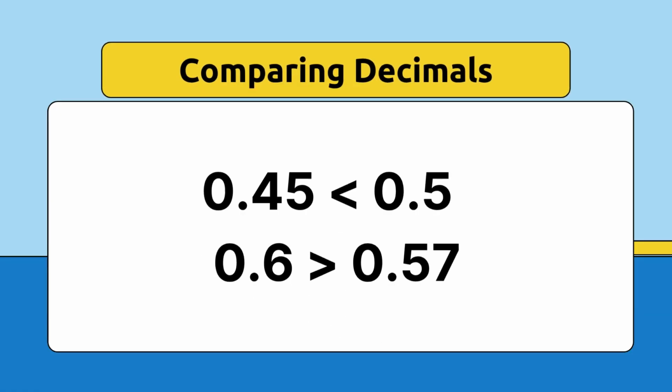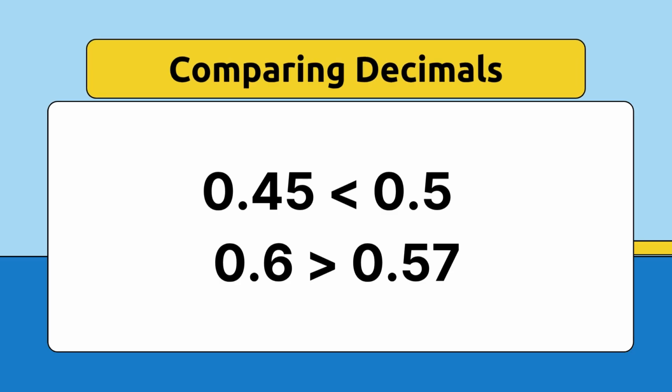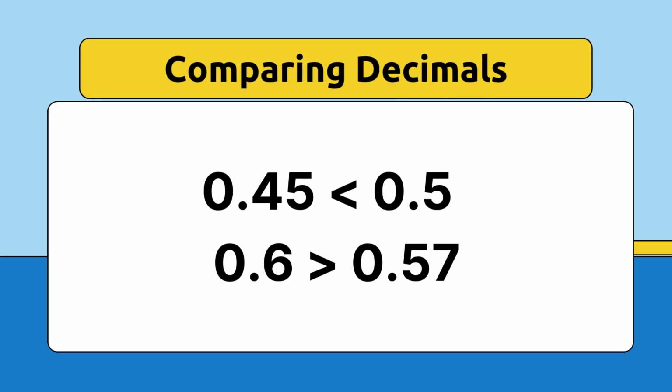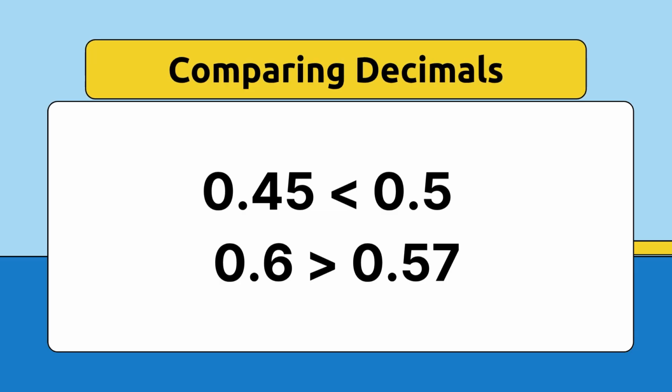To compare decimals, we line up the decimals by the point. Compare digits from left to right: tenths, hundredths, and so on. Because the tenths place has the highest value, left to right implies highest to lowest value. In the first example, 0.45 is less than 0.5 because in the tenths place, 5 is greater than 4. In the second example, 0.6 is greater than 0.57 because in the tenths place, 6 is greater than 5.